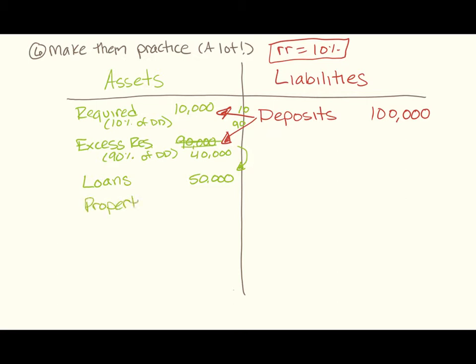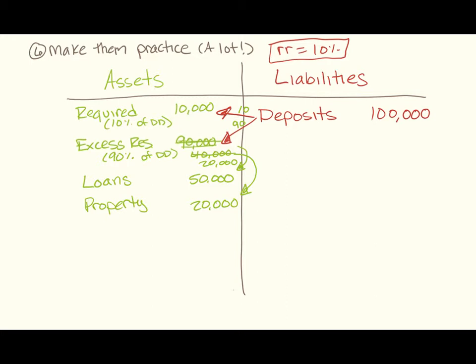And then from there, we'll also spend some money on, let's say, property. So the bank wants to open up a new location, and so we'll make up some numbers here, and we'll say that that new location costs them $20,000. That's going to come out of the 40, and so that's going to leave us now with only $20,000 left in excess reserves.